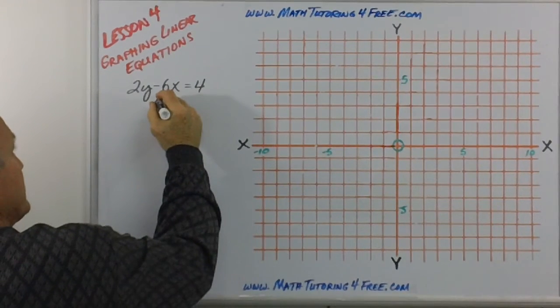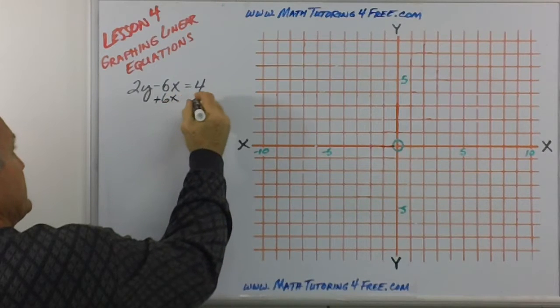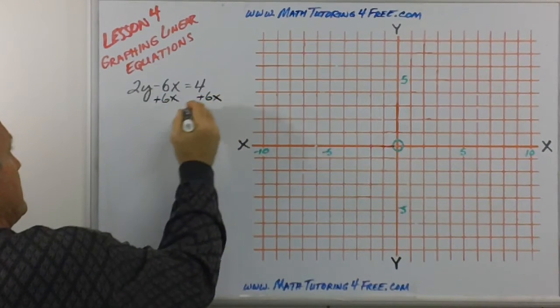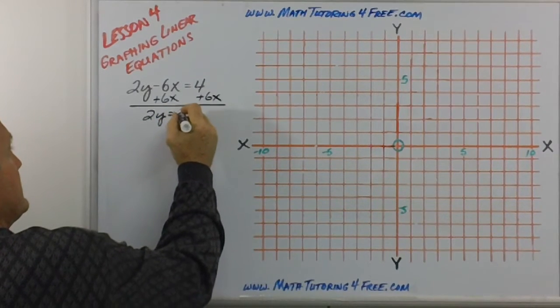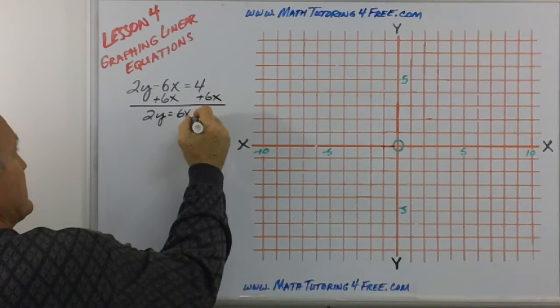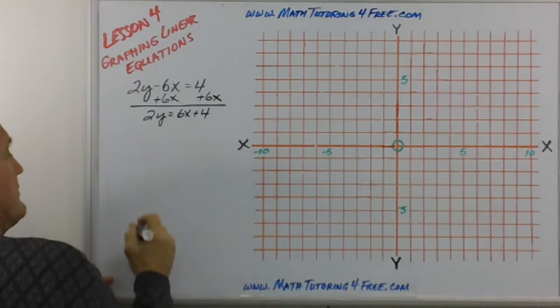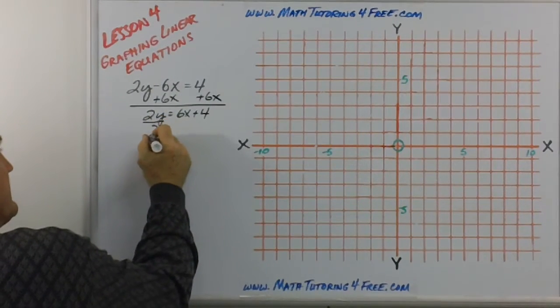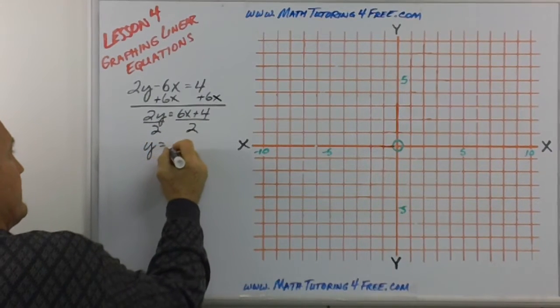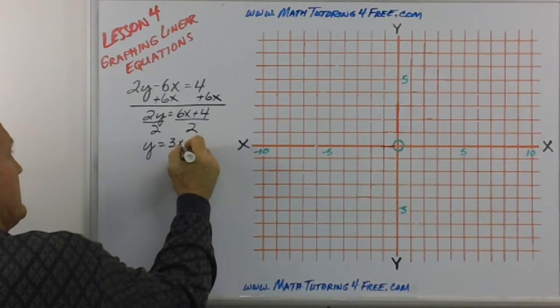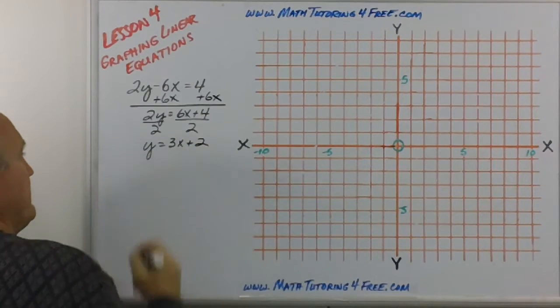So the first thing I'm going to do is add 6x to both sides. I now have 2y is equal to 6x plus 4. I don't want 2y, I want y. So I'm going to divide both sides by 2. And my equation is now y is equal to 3x plus 2.